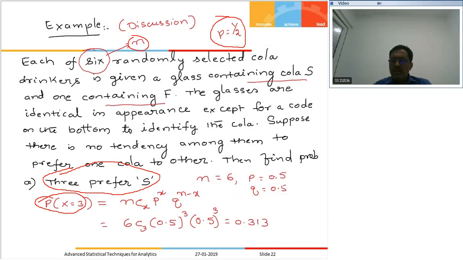So what is the formula here? Here it is NCX, P power X, Q power N minus X, where N is 6 and X is 3. Probability of success is 0.5 and Q is also 0.5. So therefore we get this.